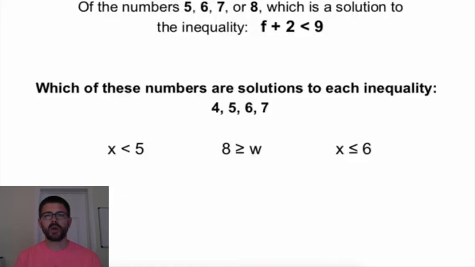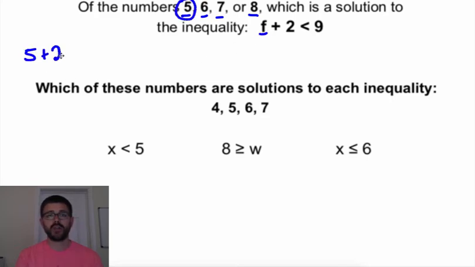All right, next part. Solutions to an inequality. So we talked about that in that first example. There are lots of numbers that can be solutions. It's not just one nice, neat answer anymore. So here we have f plus 2 is less than 9. So some number plus 2 is going to be less than 9. We want to know, is a 5, a 6, a 7, or an 8 going to be a solution? It could be none of them. It could be one of them. It could be two. All of them could be solutions. But we do it by checking. We plug in our number for f.